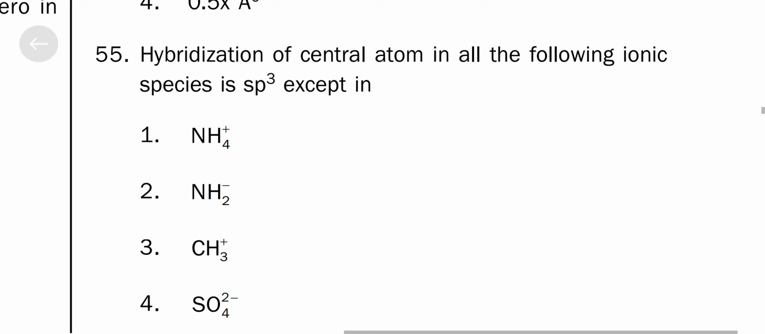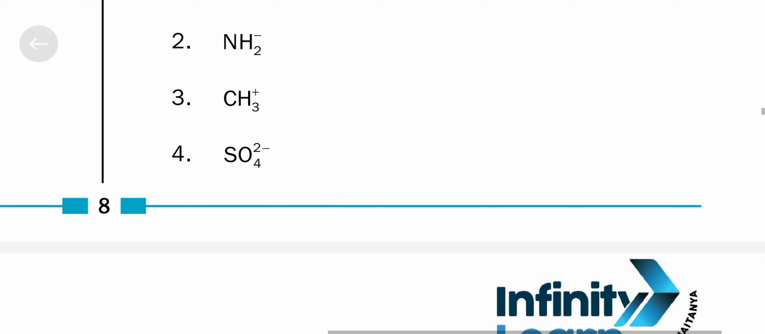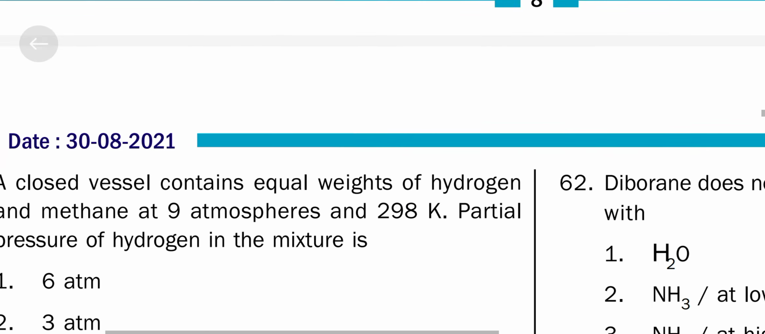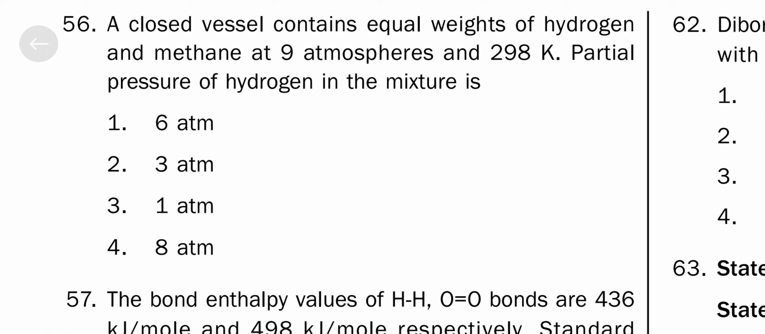Hybridization of central atom in all the following ionic species is sp3 except CH3 plus. CH3 plus is sp2 hybridized. A closed vessel contains equal weights of hydrogen and methane at 9 atmospheres and 298 Kelvin. Partial pressure of hydrogen in the mixture is.